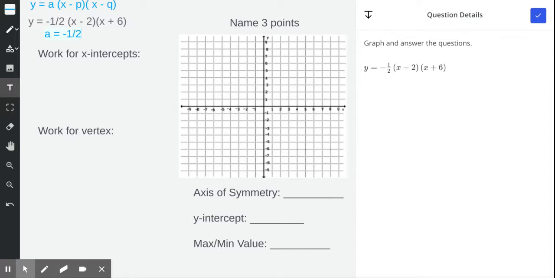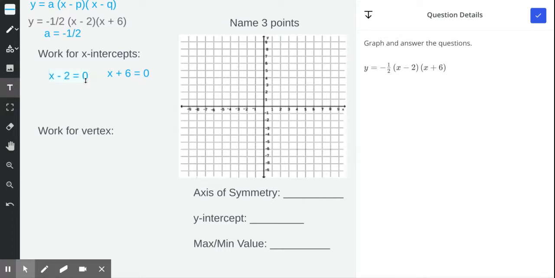The first step is to take any factor with an x value and set it equal to 0. So I'm going to take my x minus 2, and I'm going to set it equal to 0. And I'm going to take my x plus 6. I'm going to set it equal to 0. And on rare occasion, with your a value, there's going to be an x there, and I would set that equal to 0. And then I would solve.